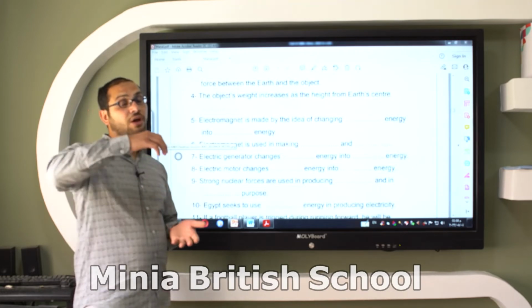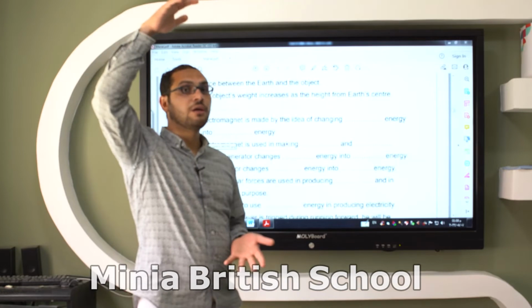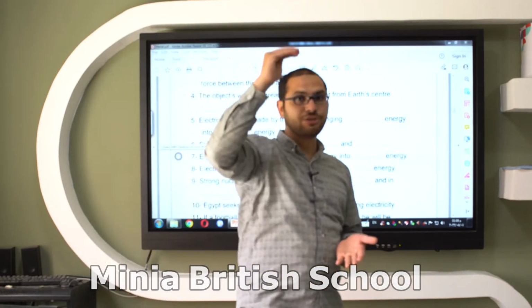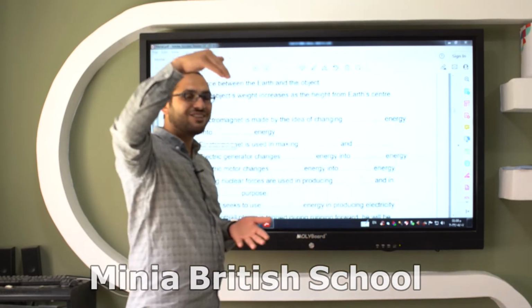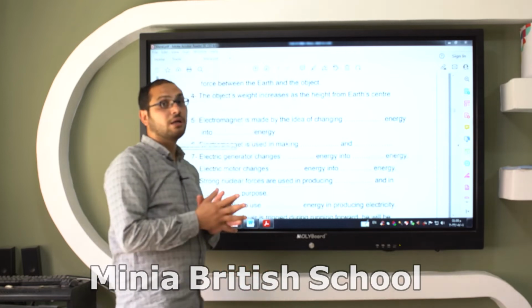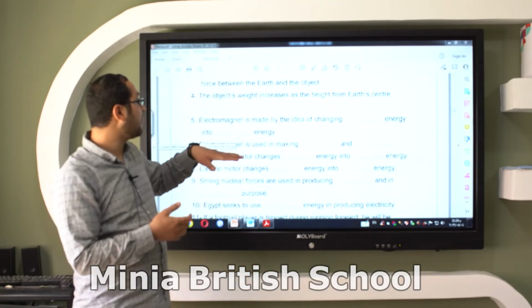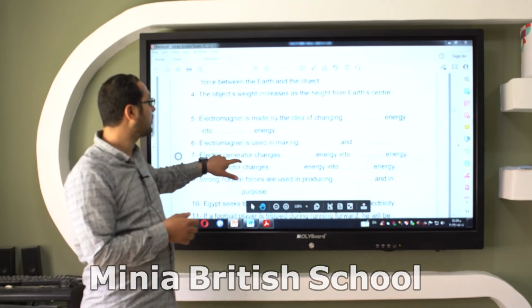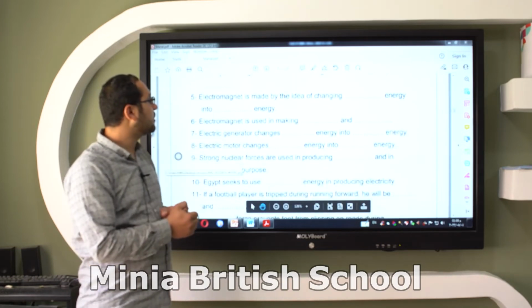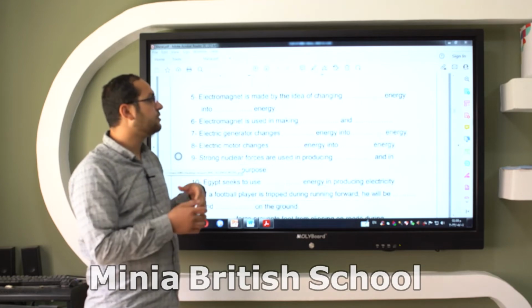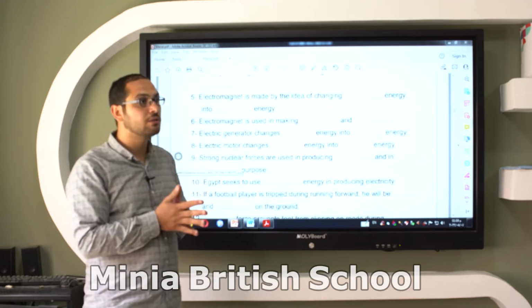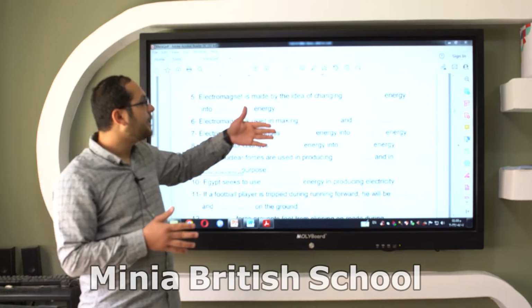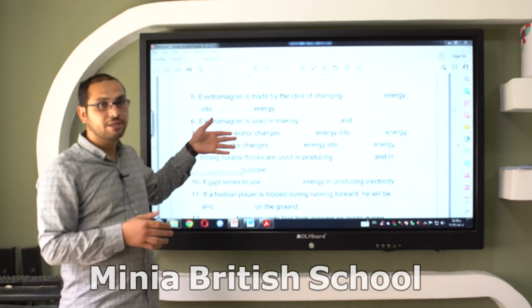By increasing the height, the weight of the object decreases, and by decreasing the height, the weight of the object increases. Electromagnet is made by the idea of changing from what? Changing from electric energy into magnetic energy.